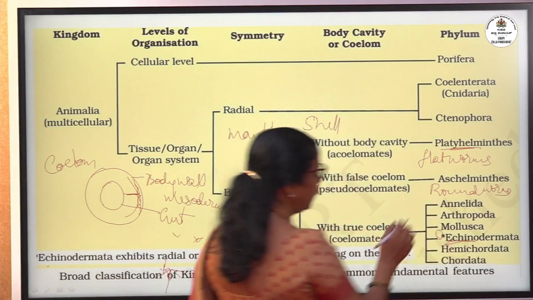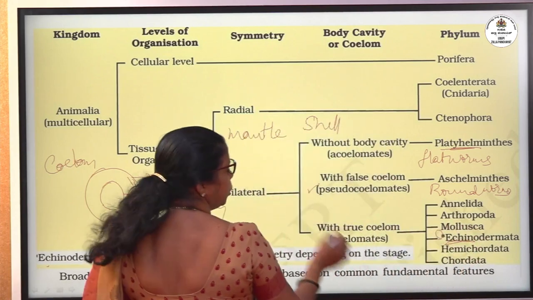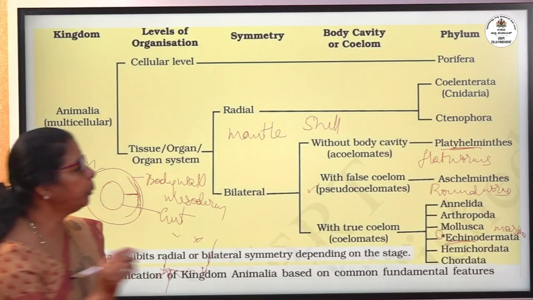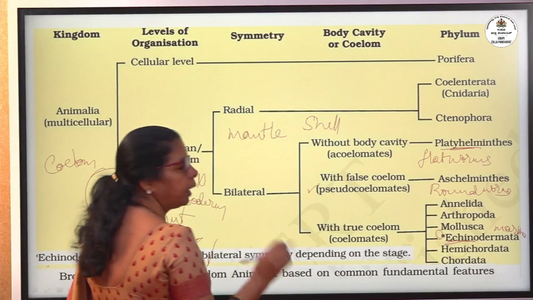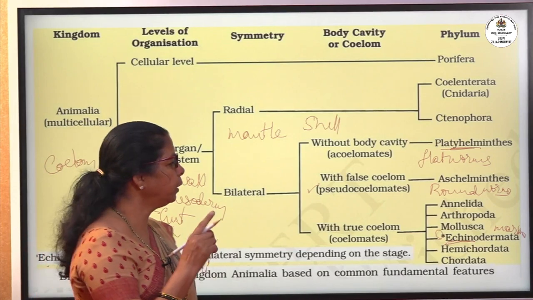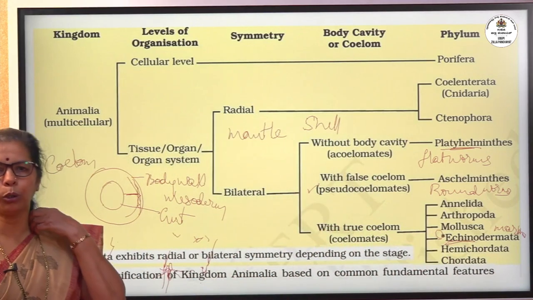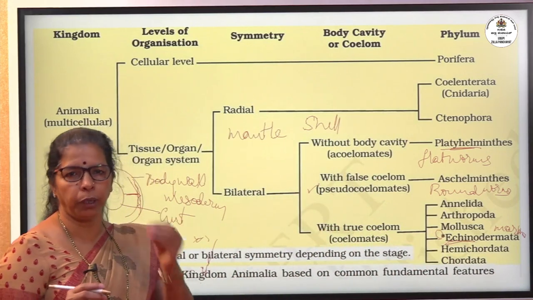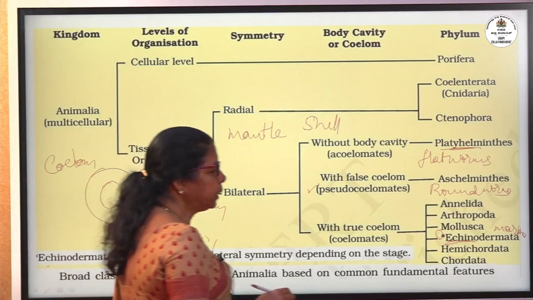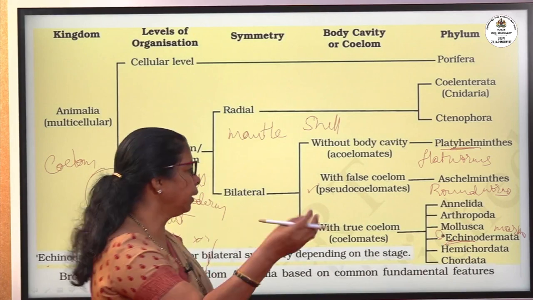Next is Echinodermata, and this phylum is exclusively marine, so you won't find any member in freshwater. They exhibit radial symmetry as adults, but the larvae have bilateral symmetry. Then Hemichordata, for example Balanoglossus, which is worm-like and normally referred to as tongue worm. They are burrowing animals. Their chordate features are present only a little in the embryonic stage.